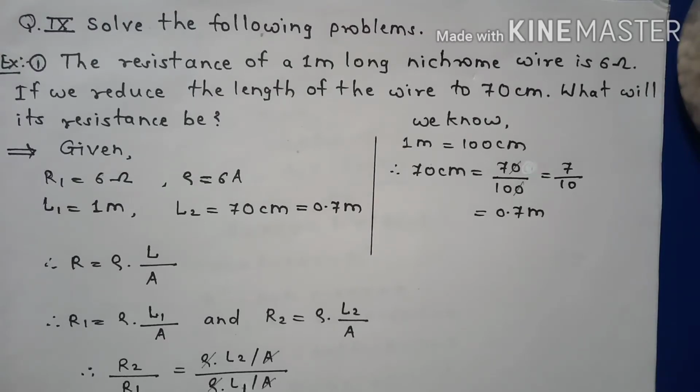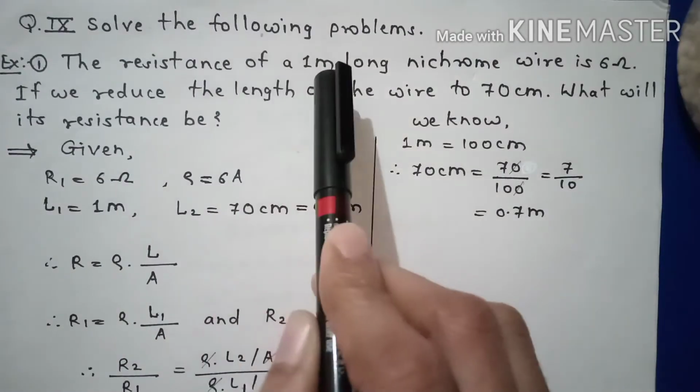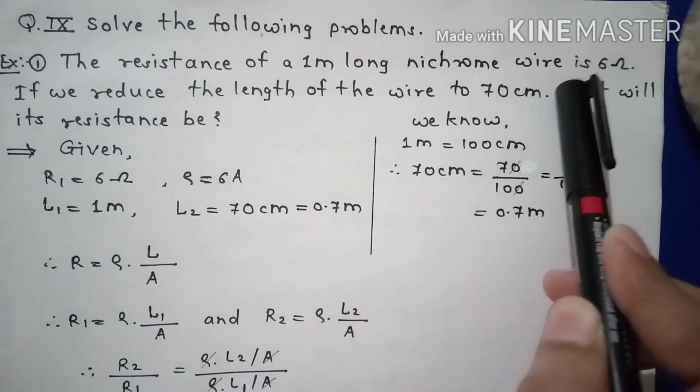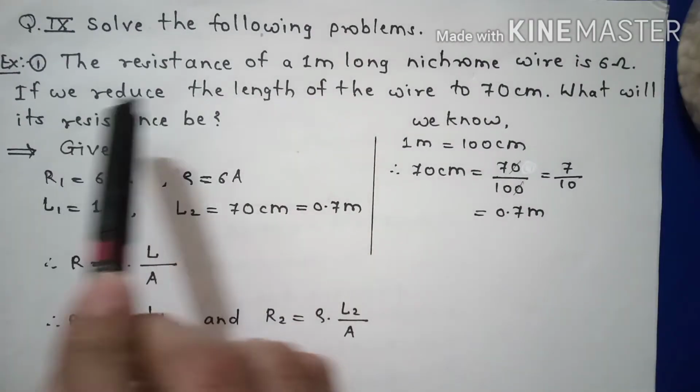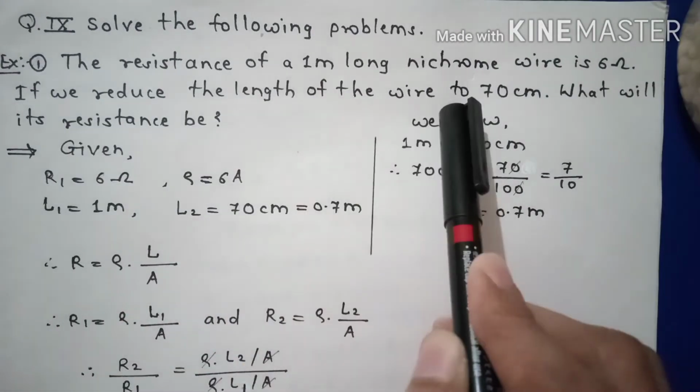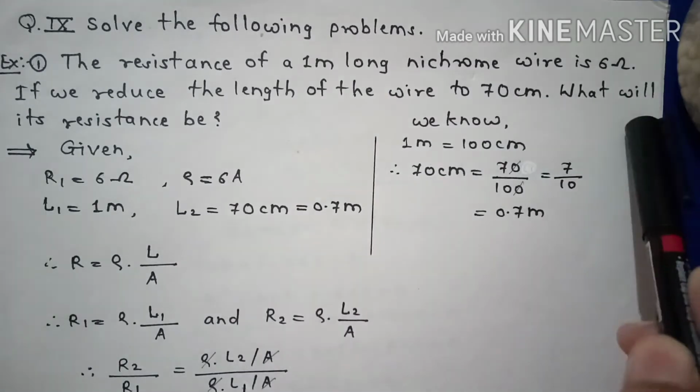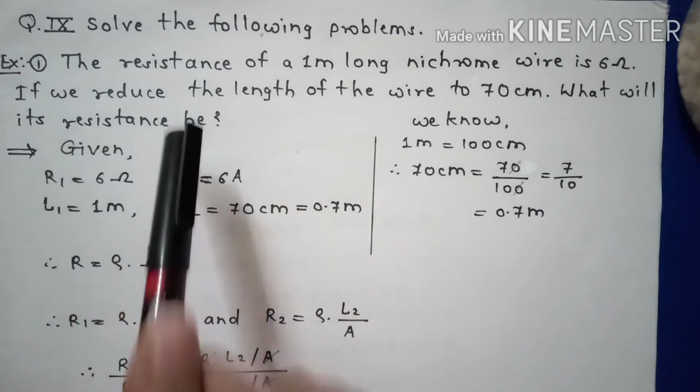Hello students, today we will be learning examples, that is question number 9 from the chapter current electricity. This question is from the exercise, that is, solve the following numericals. First example: the resistance of a 1 meter long nichrome wire is 6 ohm. If we reduce the length of the wire to 70 centimeter, what will be its resistance?